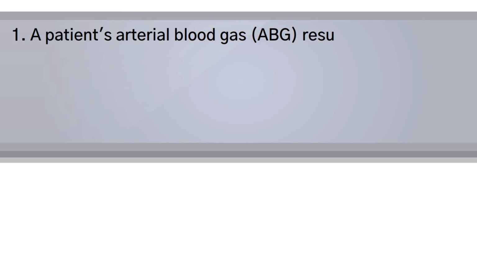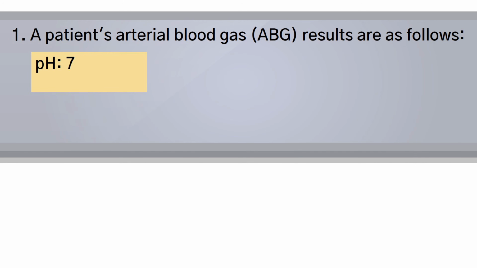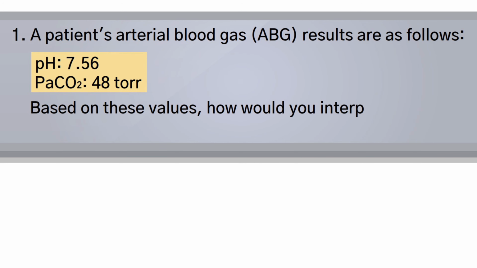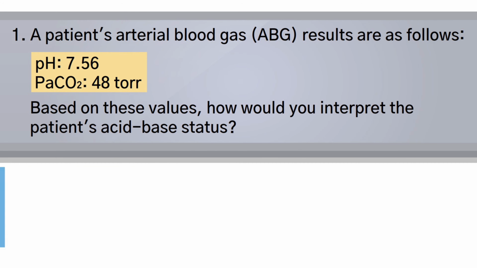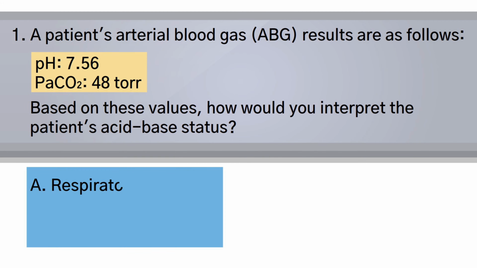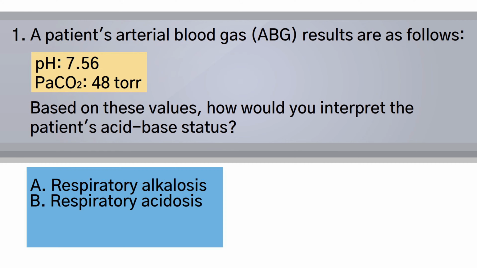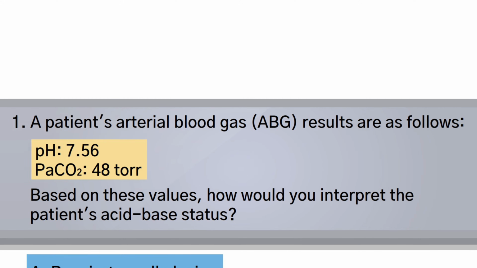Question number 1. A patient's arterial blood gas results show a pH of 7.56 and a PaCO₂ of 48. Based on these values, how would you interpret the patient's acid-base status? A. Respiratory alkalosis. B. Respiratory acidosis. C. Metabolic acidosis. D. Metabolic alkalosis.